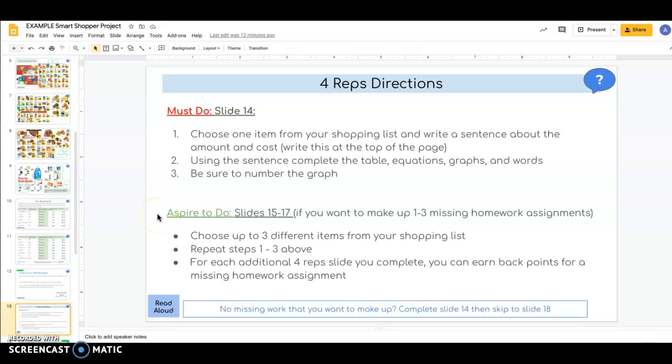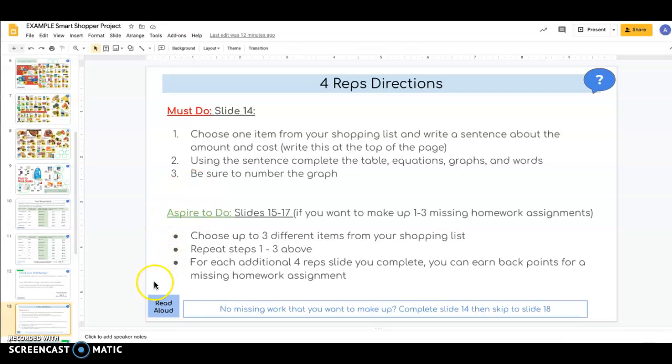For the 3 slides that follow, if you have any missing assignments for math class that you would like to make up, you can make up to 3 assignments. So you would just follow the same steps as shown above to complete up to 3 additional 4 reps representations.